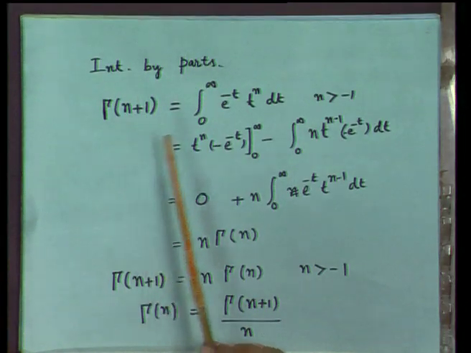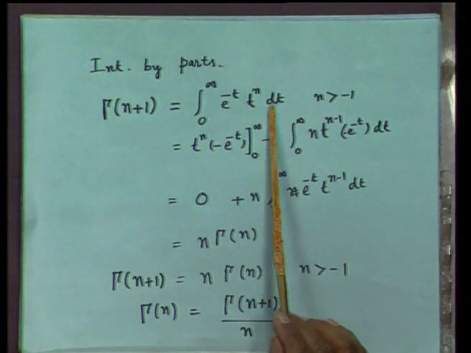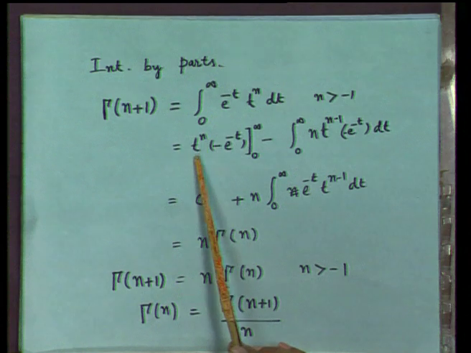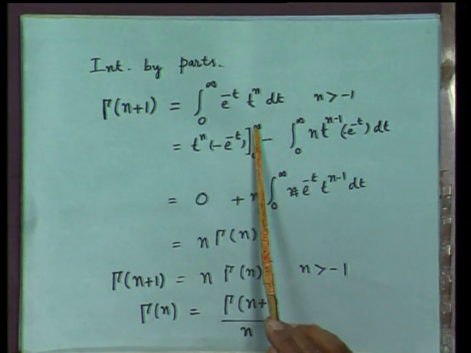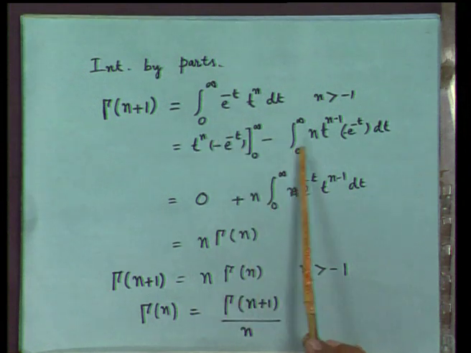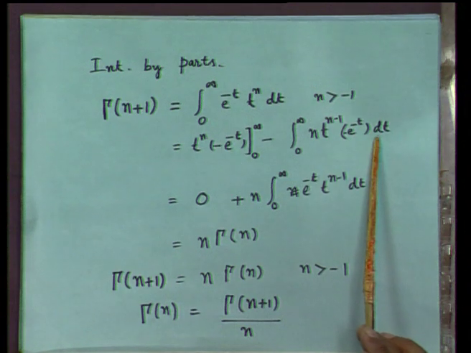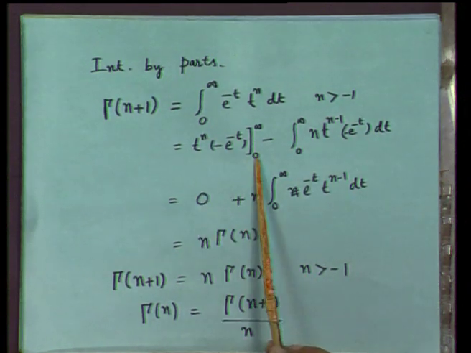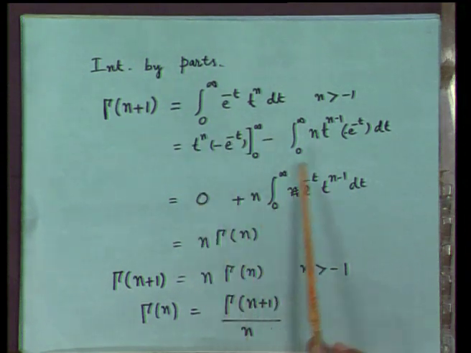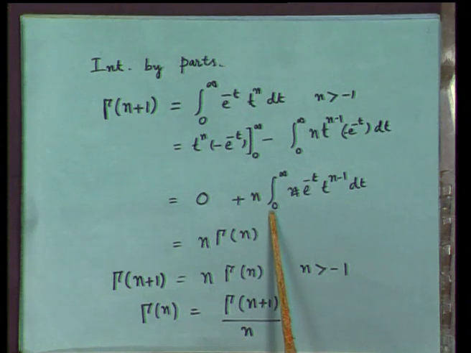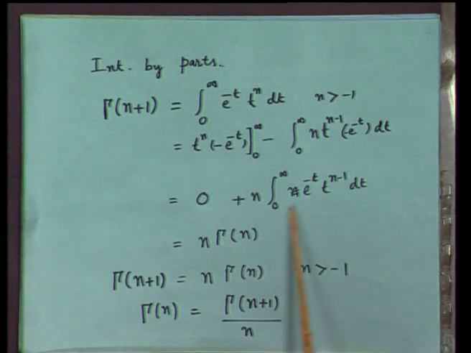Gamma n plus 1 is equal to the integral 0 to infinity e power minus t into t power n. When you integrate it by parts, the first part will be t power n into minus e power minus t between the limits 0 to infinity, minus integral 0 to infinity n into t power n minus 1 into minus e power minus t dt. The first part, that is the integrated part between the limits 0 and infinity, will be 0, and then the second part is nothing but n into integral 0 to infinity e power minus t into t power n minus 1 dt, which is again gamma n.